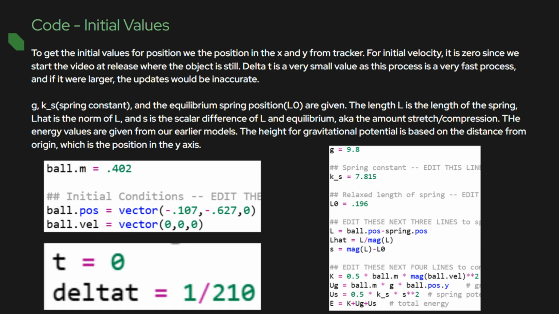Next, our initial values. The position we got straight from the first point on Tracker. The velocity is 0 since we released the object from a still frame. Our initial time is 0, and our delta t is a really small number to make sure our measurements are accurate. Gravity, spring constant, and L naught are all given to us, and then L hat and S can be solved for, as well as the energy.